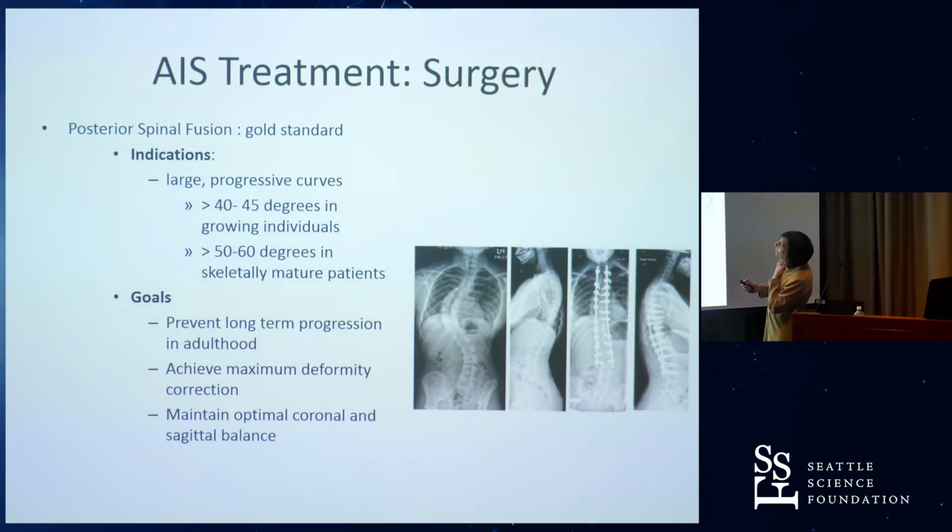Surgery, gold standard is spinal fusion, big surgery. We think about doing it at 50 or 60 degrees. We're trying to prevent the curve from getting bigger. We'd like to get the curve straighter, and we want to maintain balance, head centered over pelvis in both planes.